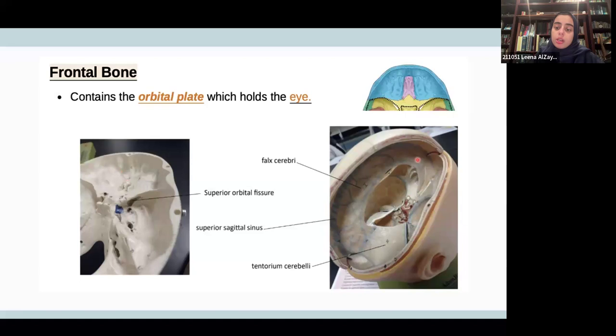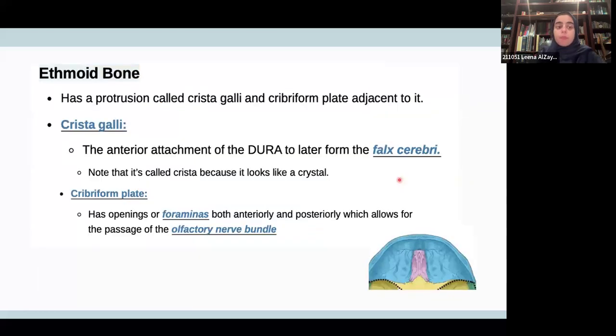This is just a model that I want to show you from lab, where you have the falx cerebri, the superior sagittal sinus, and then the tentorium cerebelli that separates the cerebellum from the cerebrum. Then we have the ethmoidal bone.